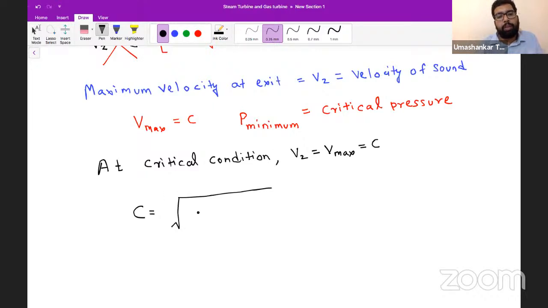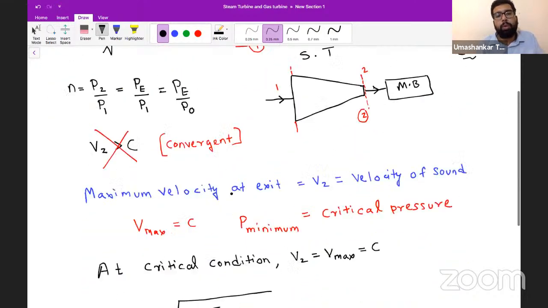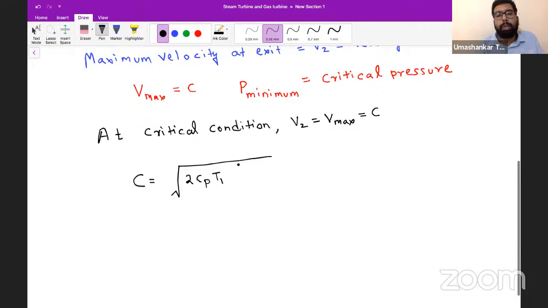2 times Cp, and in the previous lecture I have shown you how we can play with temperature, pressure and density. We can write this equation in terms of pressure and density as well. For that, you have to go to the last session and see it. This is the extension to the last session. So please subscribe to the GATE Academy channel and go and watch that also.